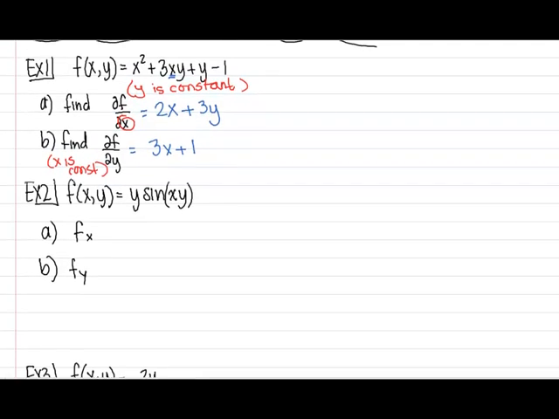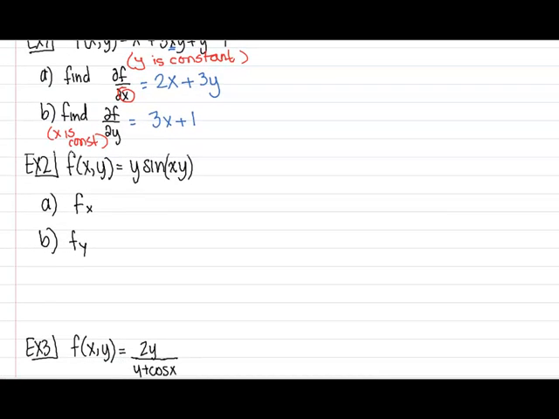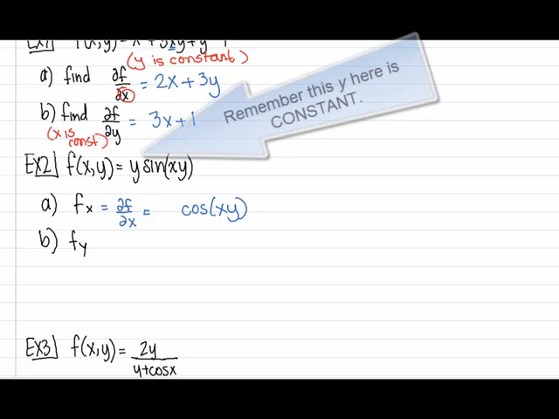Let's try another example. This is our alternate notation, f sub x. This is the exact same thing as saying df dx. Because y is constant, x is our only variable. The derivative of sine is a cosine. And then we have the chain rule, so we also have to multiply by y. And we already have one out there, so it now becomes y squared.